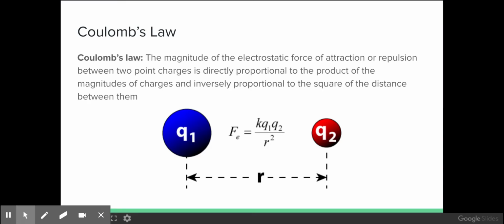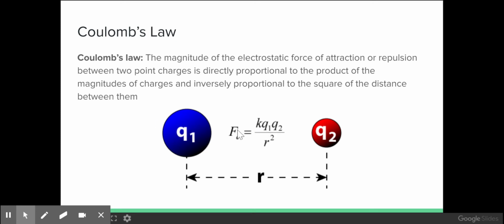Coulomb's law is something that we're going to keep coming back to in this second chapter, chapter 7 in unit 1. The magnitude of the electrostatic force of attraction or repulsion between two charges is directly proportional to the product of the magnitude of the charges and inversely proportional to the square of the distance between them. Two things that have opposite charges will attract to each other. The force of that attraction is equal to some constant times the product of the magnitude of the charges.